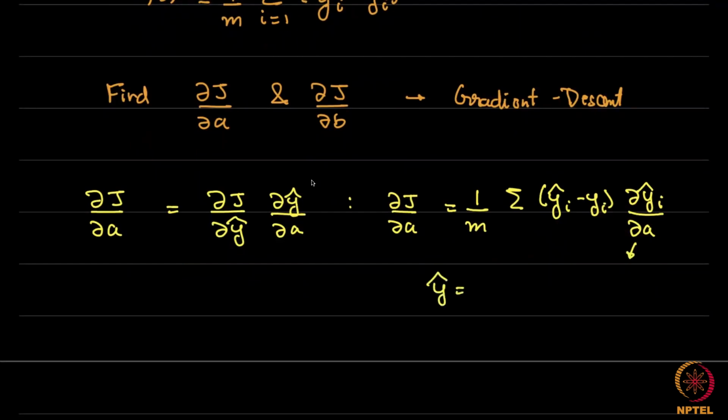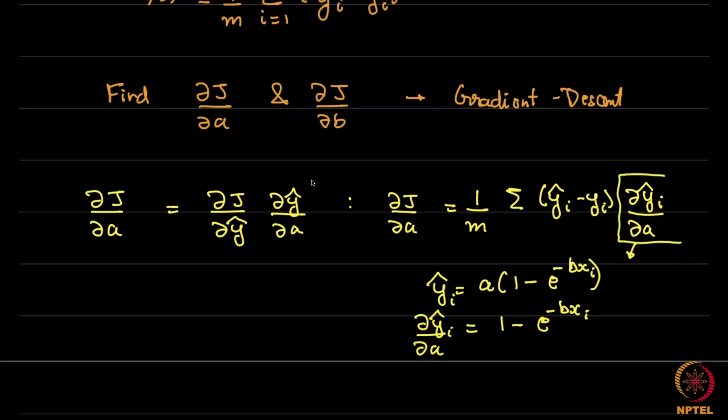Now, what is this quantity? Remember, y hat is A times 1 minus e to the power minus b x. Again, I am warning you, I am using x, whereas I actually mean t, but I am going to use x just for convenience of notation. So del y hat del A is simply 1 minus e to the power minus b x_i, in case this is y hat_i. We can substitute that here, and it's easy to program. Again, this is easier when you actually have to program.